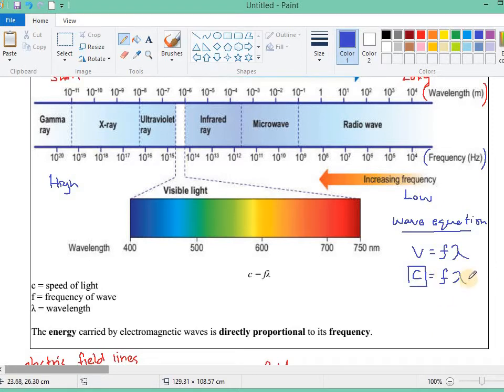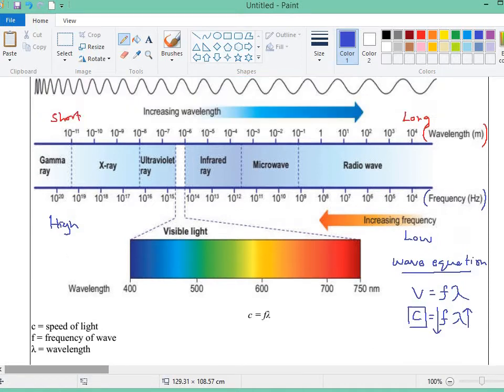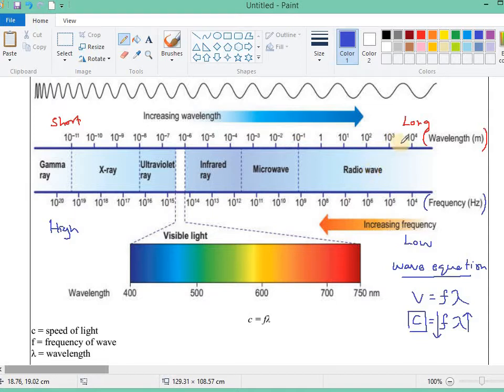That means if the wavelength increases, then the frequency will decrease, and vice versa. If the wavelength is short, then the frequency will be high. This is very important because a lot of students get confused with this. When the wavelength is long, frequency is low. When the wavelength is short, frequency is high. The wavelength and frequency are opposite, they are reciprocal of each other.